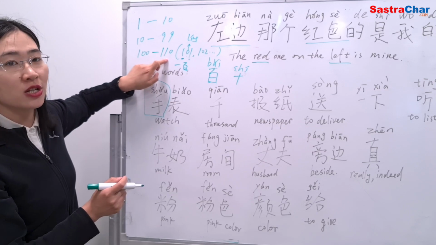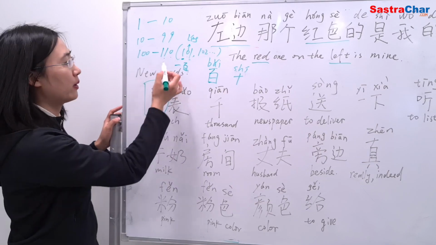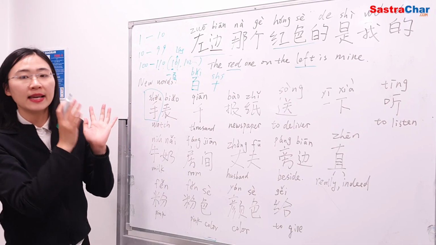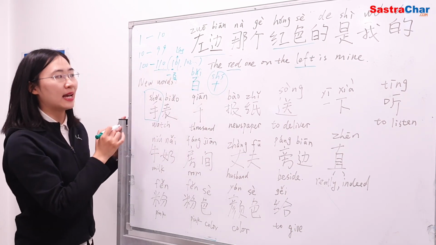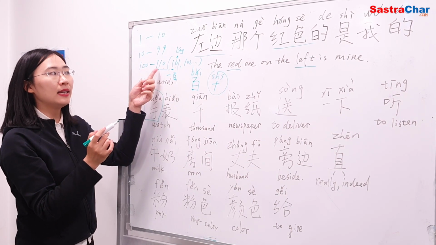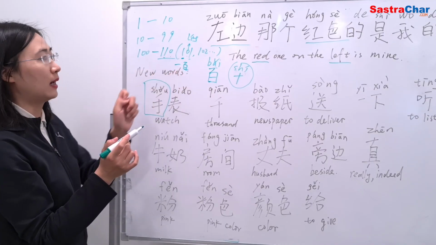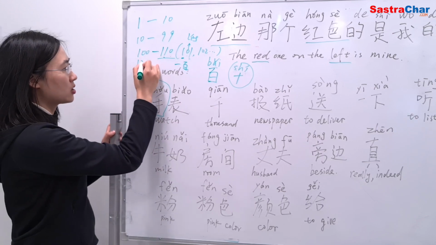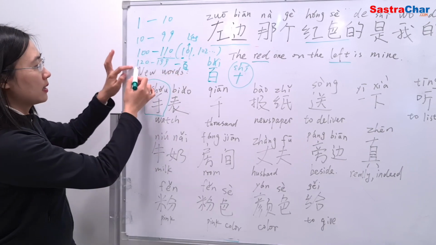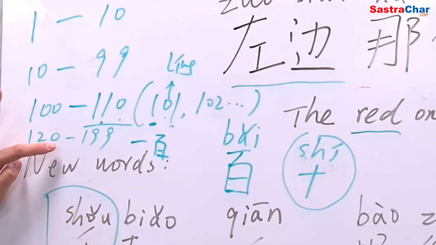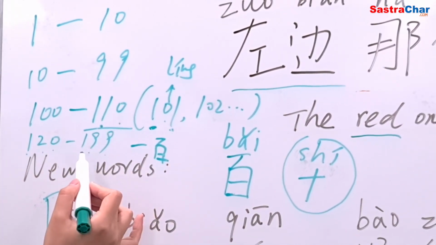Okay, 110. We have 一 here, so we cannot say 一百十, although 10 is 十, but here 110 is 一百一十. We have a 一 here, and then 10 as the 十. And similarly from 110 to 199, you already know. 120: 20 is 二十, and then 99 is 九十九. So 199 is 一百九十九.